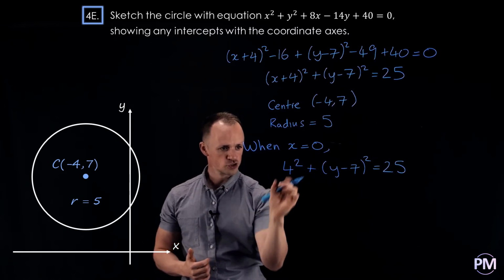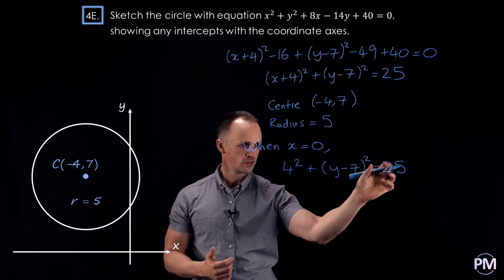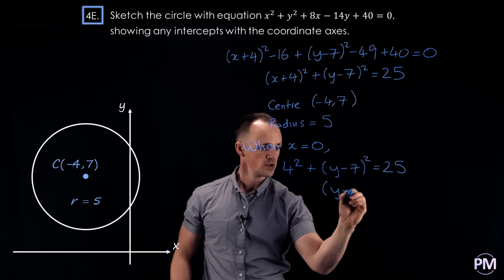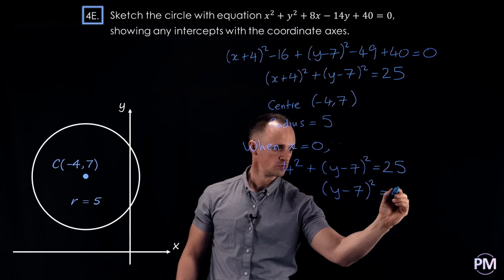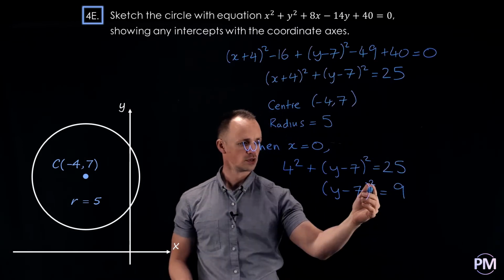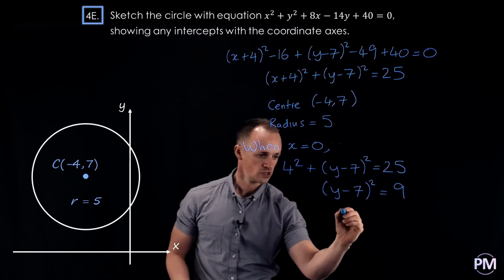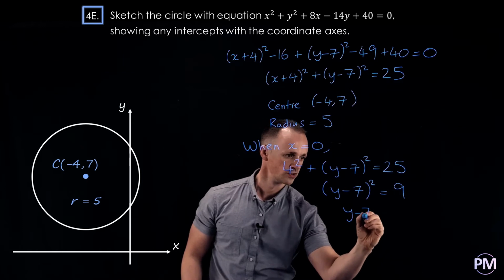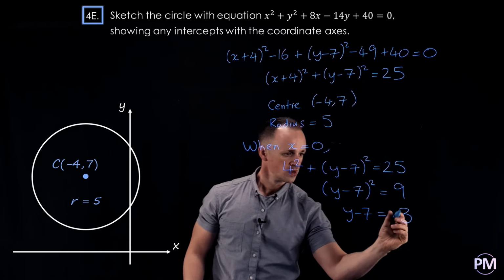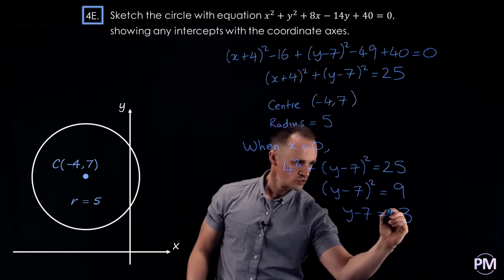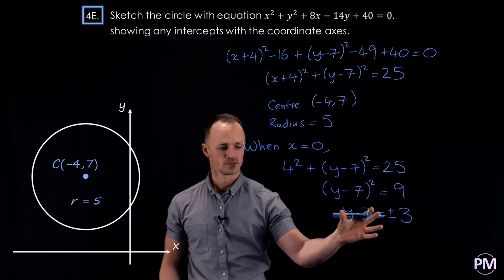Think about the fact that 4 squared is 16. Subtract that from both sides. We're left with y minus 7 squared on the left-hand side. The right-hand side becomes 9. Now we can square root both sides. So we get y minus 7 equals the square root of 9, which is 3. But don't forget, when you square root both sides, we should have a plus or minus in here.